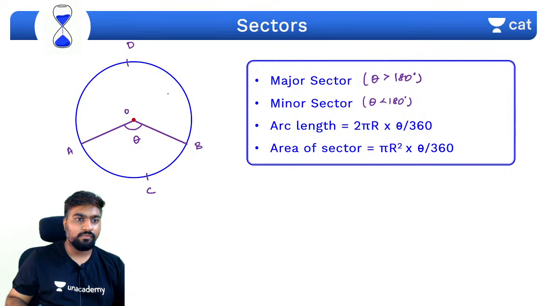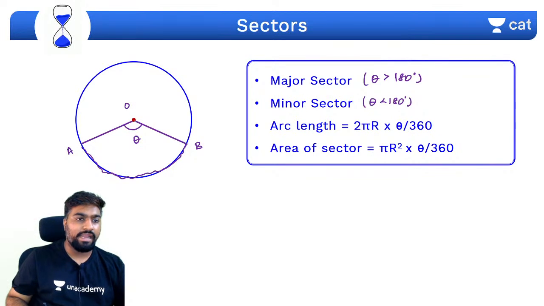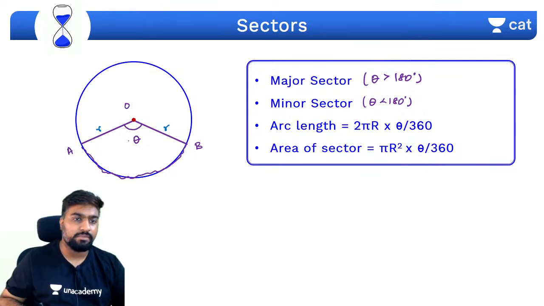Now let's talk about the length of an arc. If we want to find the length of this particular arc, it depends upon the angle these two radii make. This is the radius, this is the radius, and these two radii form an angle in between, called theta, the central angle. The length of the arc depends upon that, the area of the sector depends upon that, and the area of the segment also depends upon that.